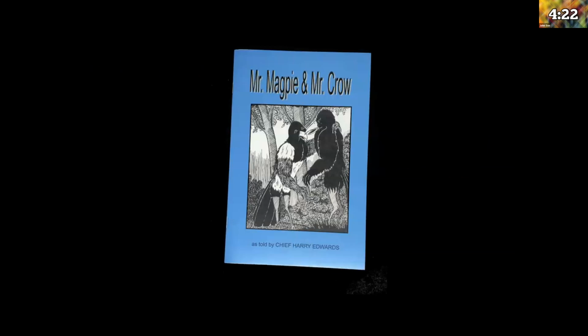So this is a story called Mr. Magpie and Mr. Crow, originally told by Stalo Chief Harry Edwards from the Chiam community, and now the subject of this children's book used in local elementary schools. And it goes like this.